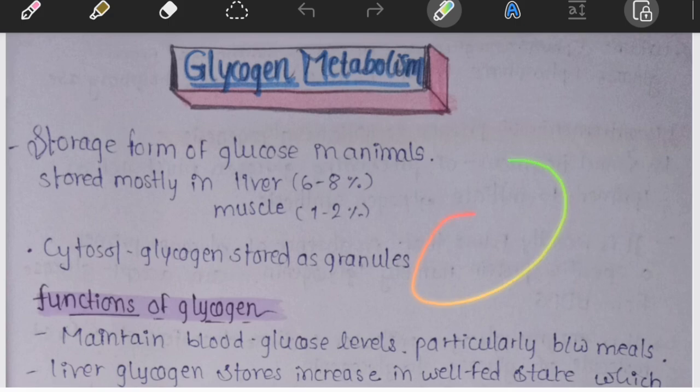Inside the cell, glycogen is present in the cytosol, but it doesn't float around randomly. It is packed into glycogen granules. Imagine rice stored in sacks instead of scattering grains everywhere. That's exactly what the glycogen granules do. They keep glucose organized and ready whenever it is needed.